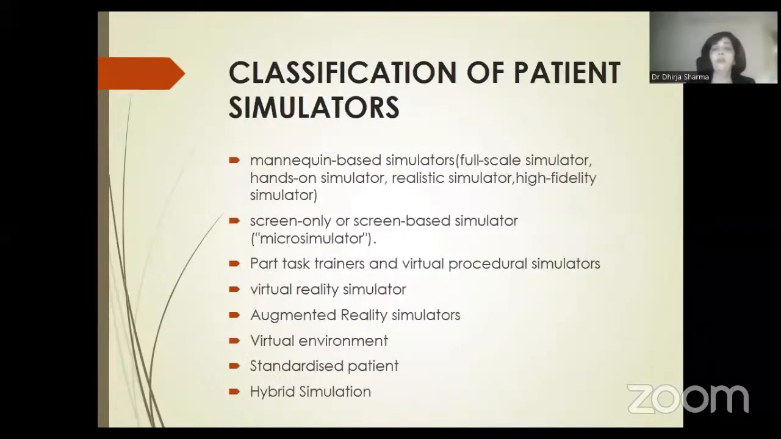How are different types of patient simulators classified? A simulator can be based on the type of physical situation. So you have mannequin-based simulators, which can be full-scale, hands-on simulators, realistic simulators, or high-fidelity simulators. Second type are the screen-only or screen-based simulators, which are known as micro-simulators. And the commonest example many of us have used is the Gas Man simulator. Part task trainers and virtual procedural simulators are also very popular.